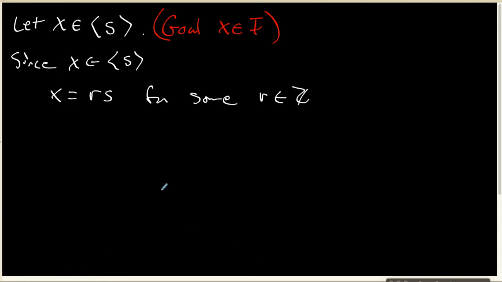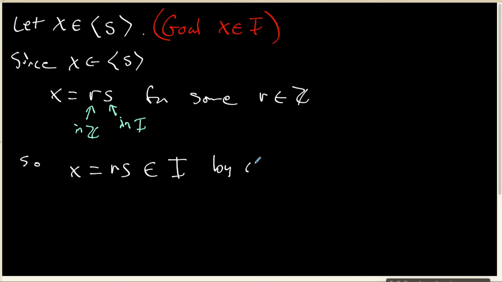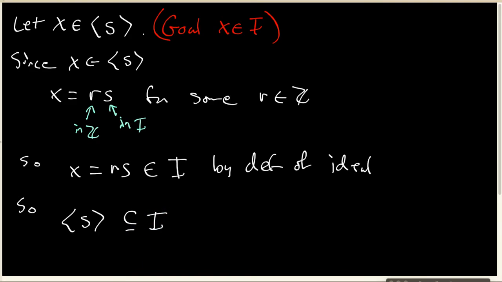But now look at this. I know that S is inside the ideal I, and I know that R is inside the ring Z. And so the definition of ideal says that R times S must be inside the ideal I by the definition of ideal. So we do know that the principal ideal generated by S is now a subset of the ideal I.